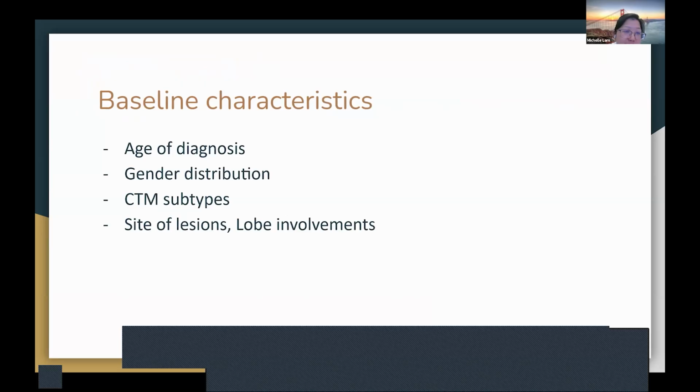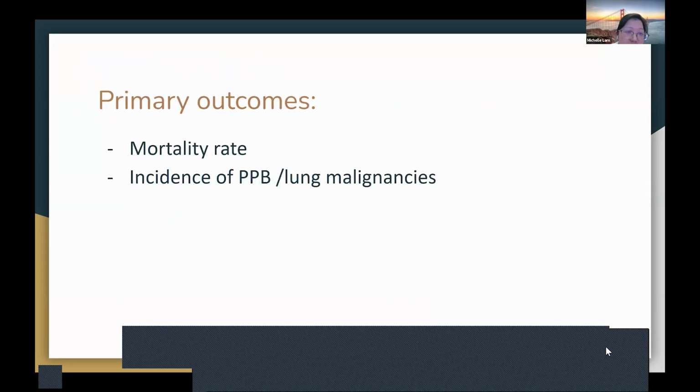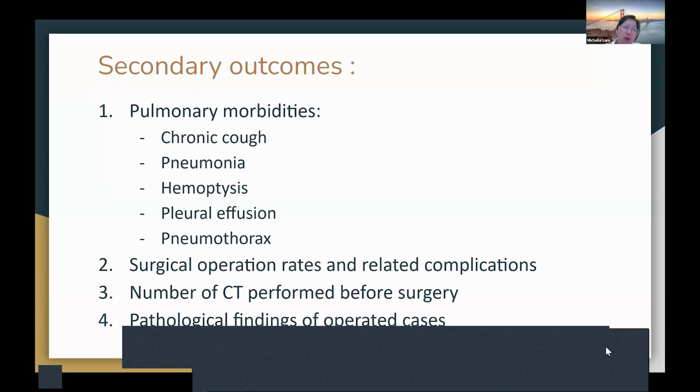We analyzed the baseline characteristics, including the age of diagnosis, gender distribution, the CTM subtypes, the sites of lesion, as well as the lobe involvement in these patients. The primary outcomes were the mortality rate of the patients, as well as the incidence of pleuropulmonary blastoma or any lung malignancies.